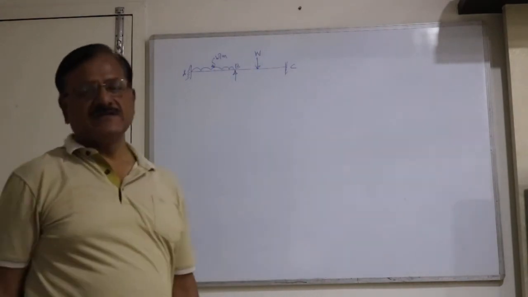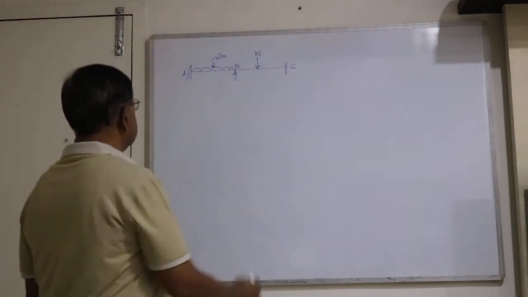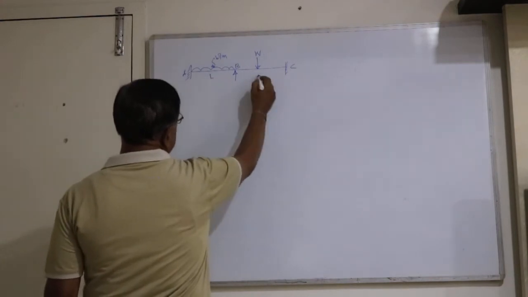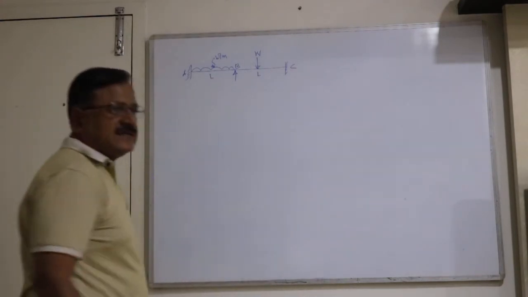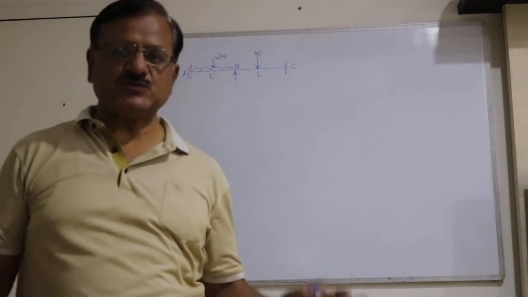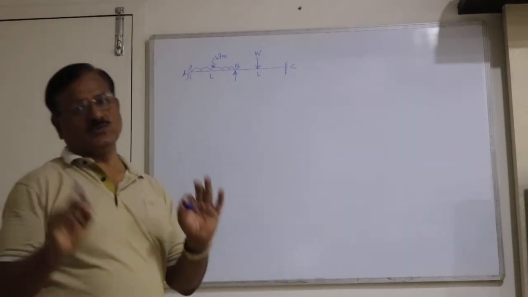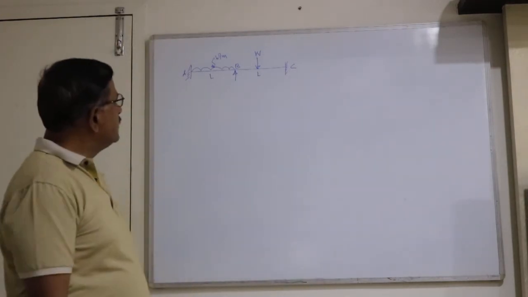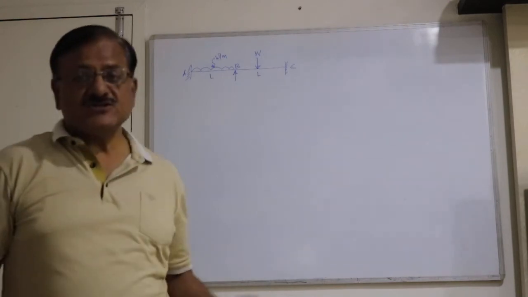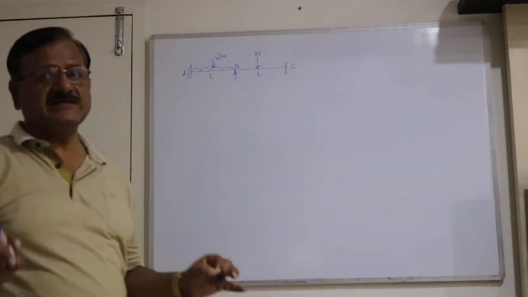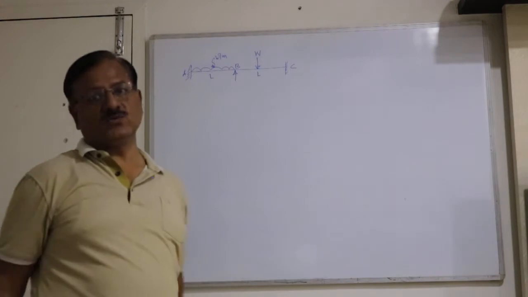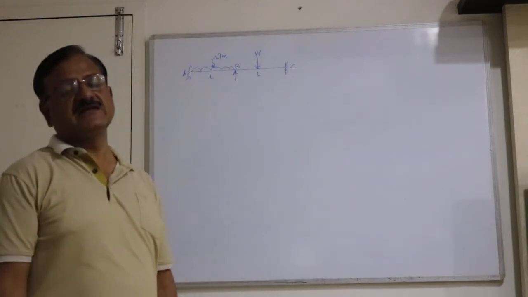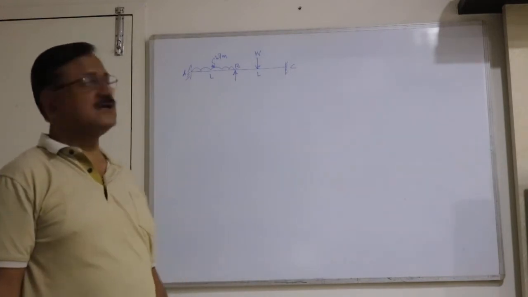ABC is a beam subjected to any type of loading. Now here, what is the first step? The first step is to identify unknowns. Here, we know the slopes and deflections at the joints are taken as unknowns.